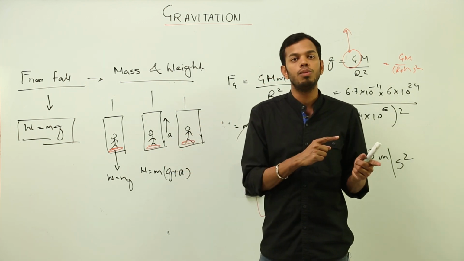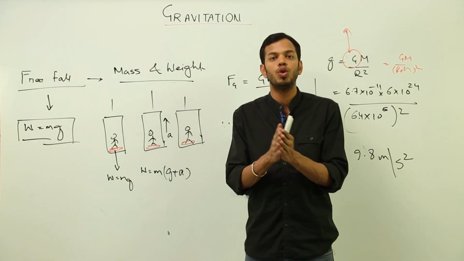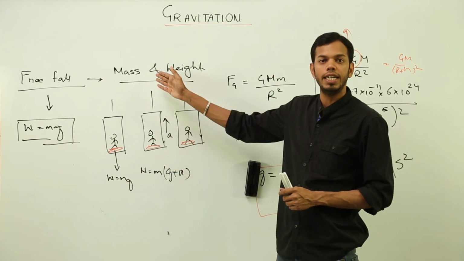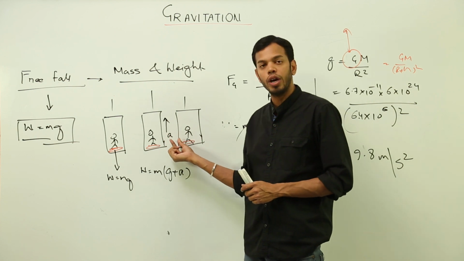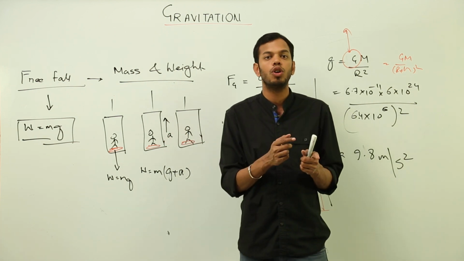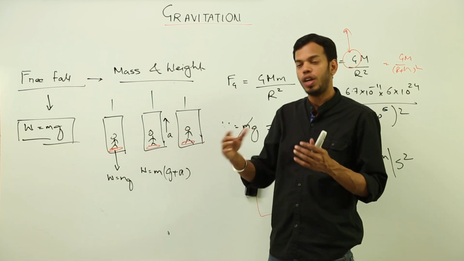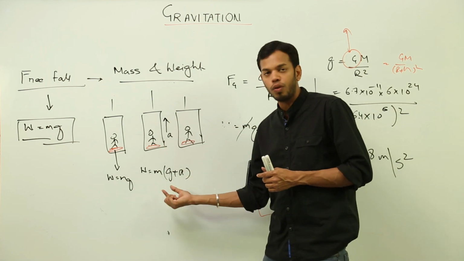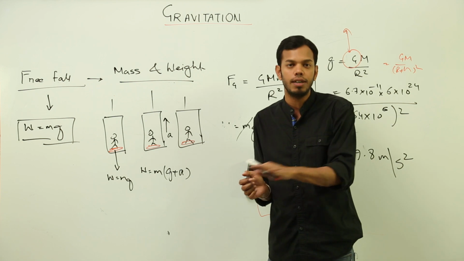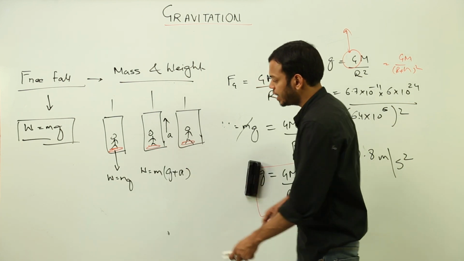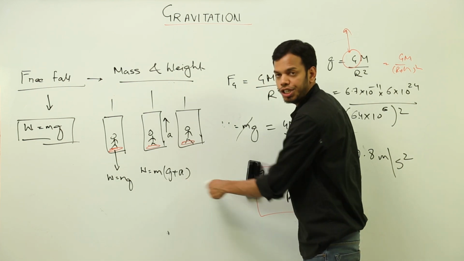Now go back to laws of motion. What is force on a body? F is equal to m into a. The whole lift is moving in vertically upward direction, so it is going with an acceleration a. That means the force acting on the body would be ma, but there would be an opposite force acting on the body in the downward direction, pressing the body against the floor. That will increase the weight. So the simplest formula is weight is equal to mass times g plus a.